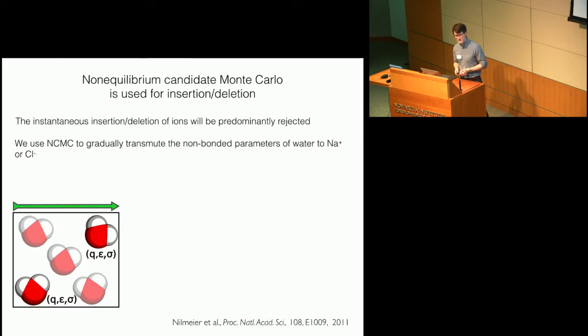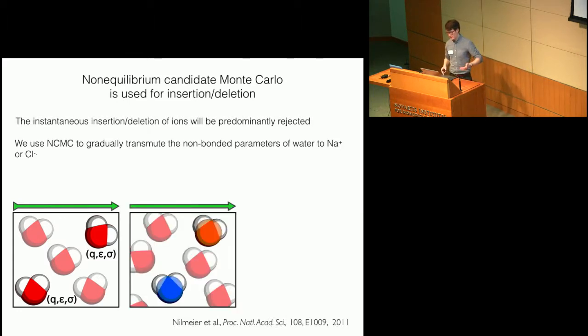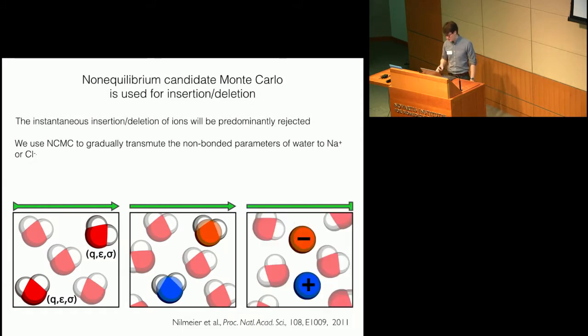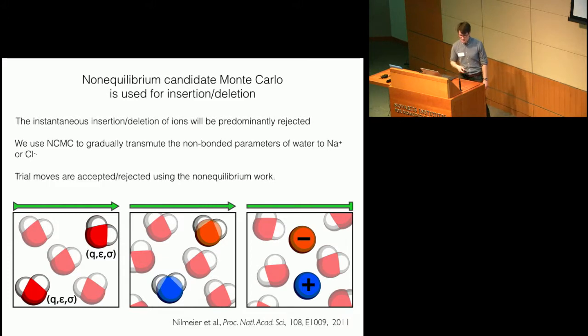So the way it works is that imagine we've got two water molecules, both with their non-bonded parameters, their partial charges and van der Waals parameters. Over a non-equilibrium trajectory, we gradually perturb these to the non-bonded parameters of ions, such that in the end state, we have two ions. And in the process, we've allowed the system to relax around these changes. And the trial moves are accepted or rejected based on the non-equilibrium work of this process.